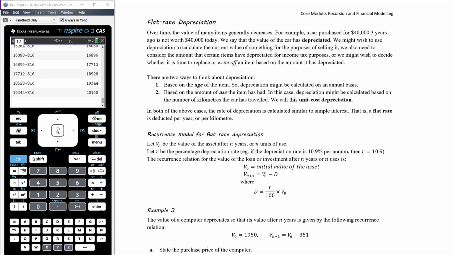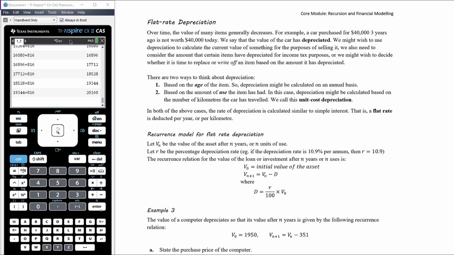So flat rate depreciation would be part 1, and example 2 would be unit cost depreciation. Both are examples of flat rate. Okay, it's going down by a flat amount every time, whether that's every kilometre or every year. We'll talk more about essentially the compounding version of depreciation in another video.